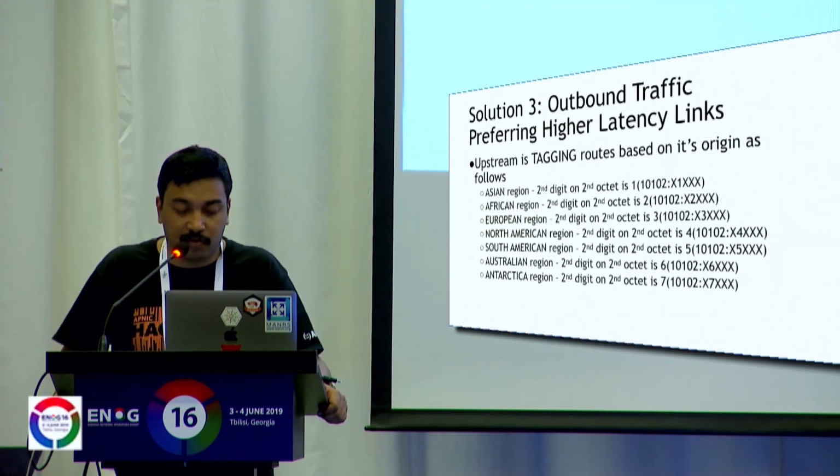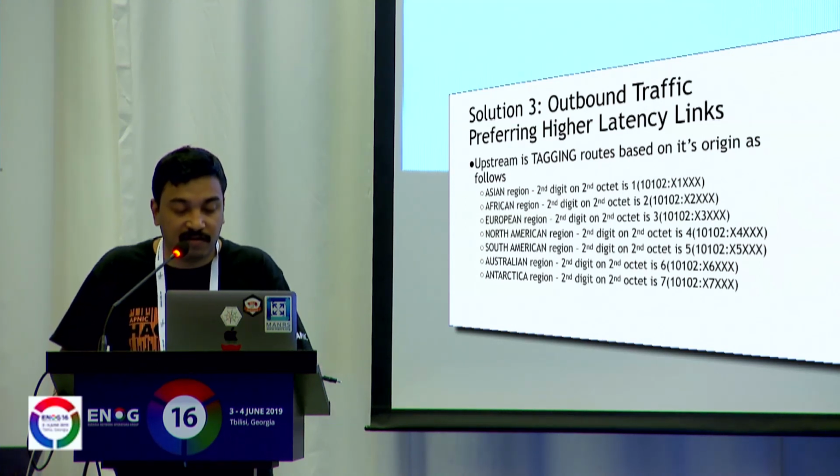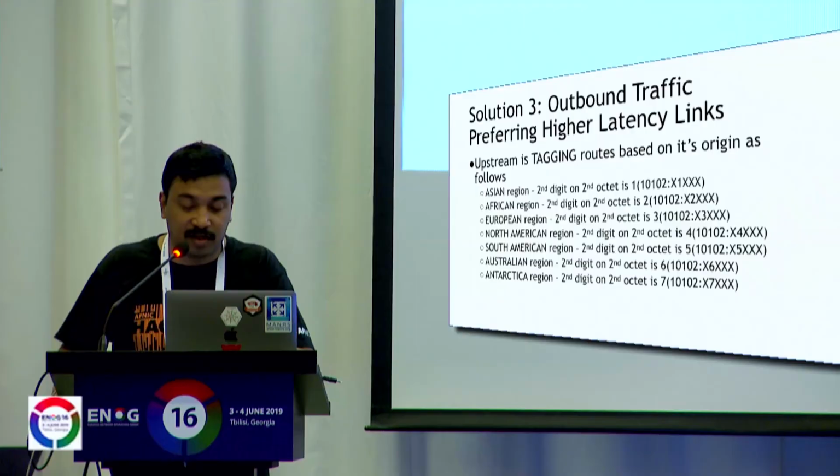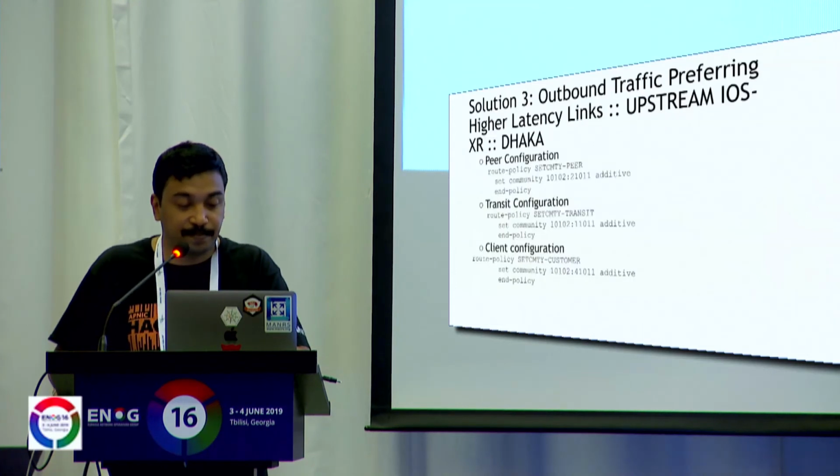So for North America, we are using 4. For South America, we are using 5. For the Australian region, we are using 6. And there is no Antarctica. I don't know any internet transit providers in the Antarctica region. But if there are in the future, you can use 7.